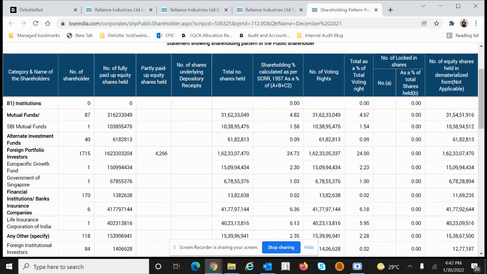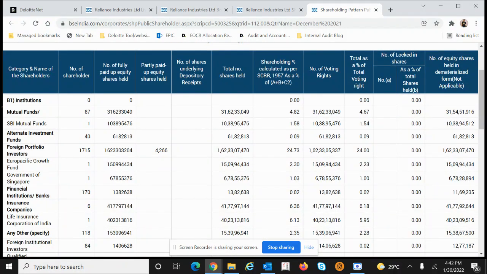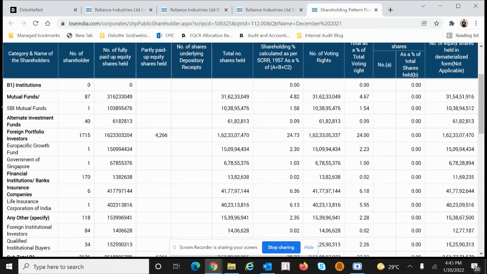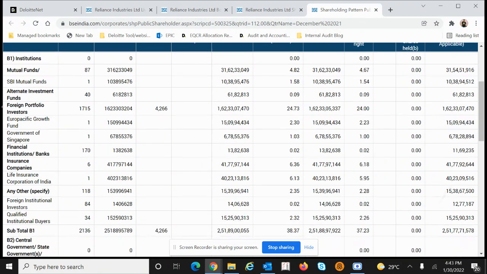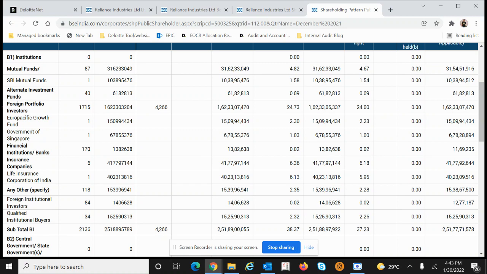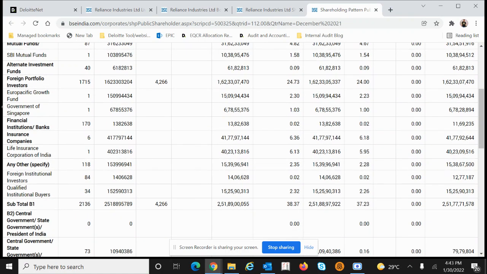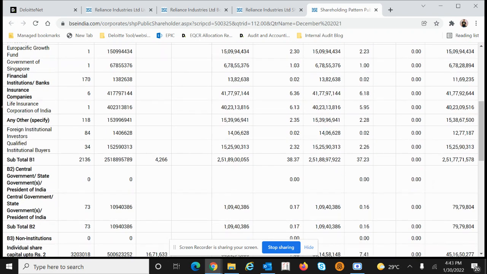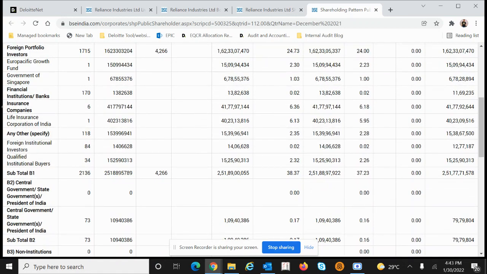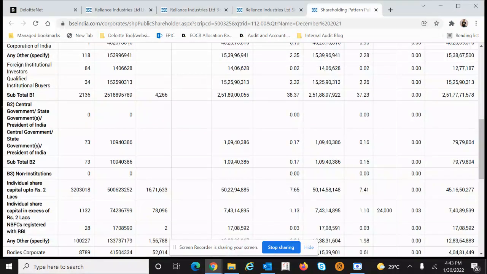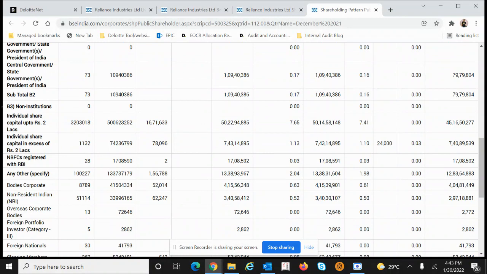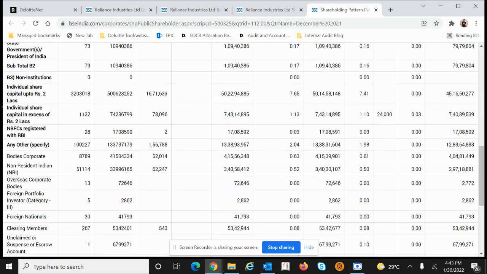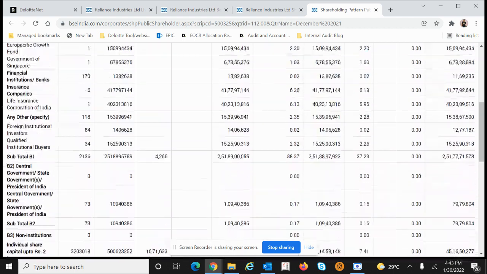In the FII, Euro Pacific Growth Fund is holding 2.30 percent. Government of Singapore is holding 1.03 percent, and LIC, the Life Insurance Corporation of India, is holding 6.13 percent. Foreign institutions are holding 0.02, qualified institutions are holding 2.32, and the subtotal is 38.37. You can also see the individuals who are holding shares, like if anyone is holding more than 1%, then you can also see the names of those persons here.